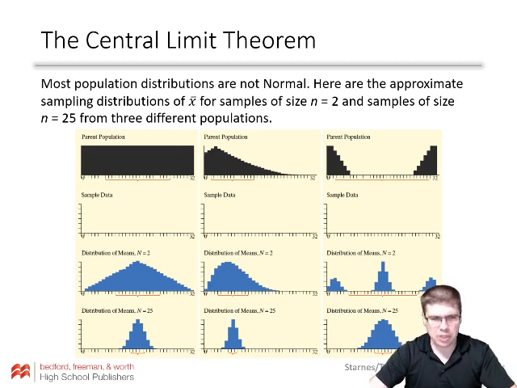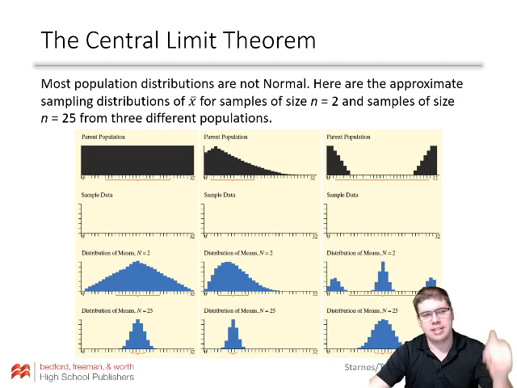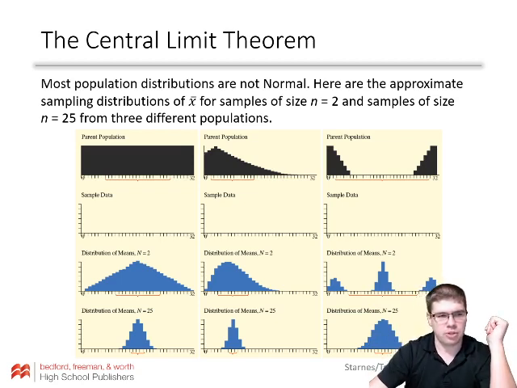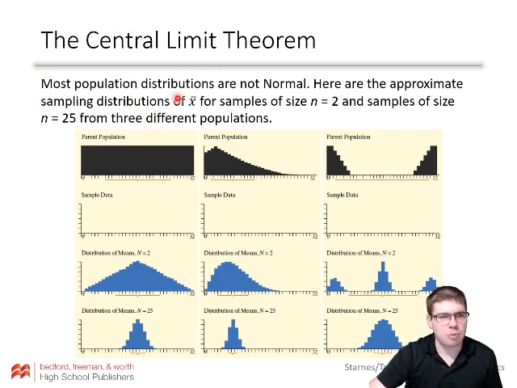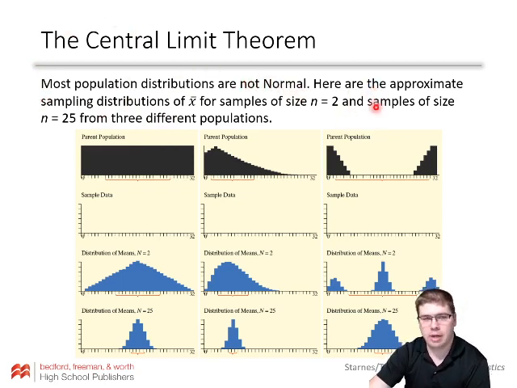If nothing else, hopefully that illustrates to you how important this is, and really why normal distributions are as important as they are. So, the central limit theorem. Most population distributions are not normal. That's just the reality of it.